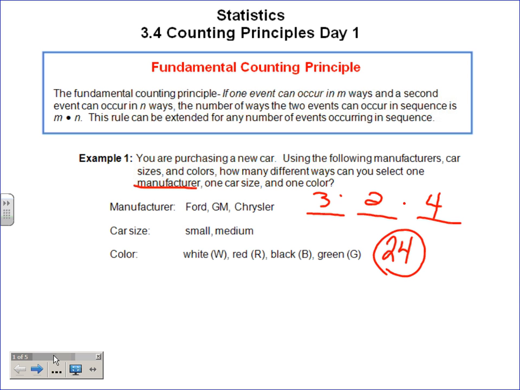So the counting principle can save you some time, most definitely. Any questions on that one? Again, you've seen that kind of stuff before, so that's good.